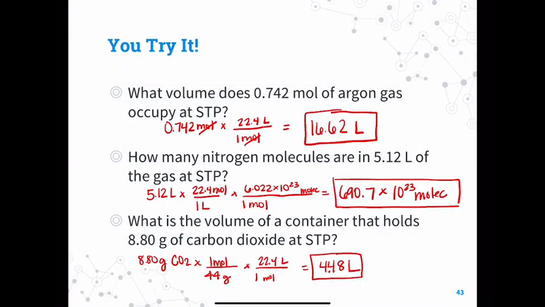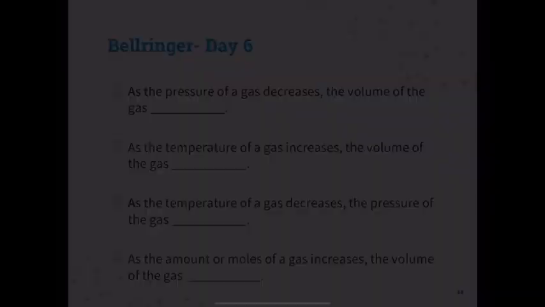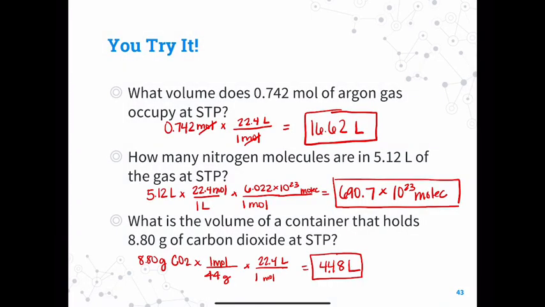So here's the answers for these practice problems. You all should have gotten those pretty easily, 16.62, 690.7 times 10 to the 23rd, and 4.48 liters, okay? So those are pretty easy and straightforward. So you have an assignment today on the ideal gas laws, and then I think the rest of what you have is mixed practice. I don't actually think you have any Avogadros to do today. I think your Avogadros practice is going to be tomorrow.